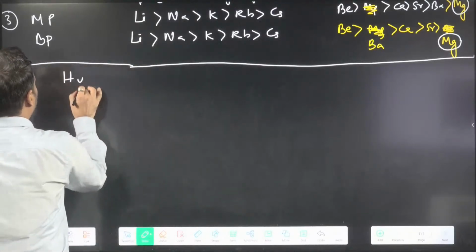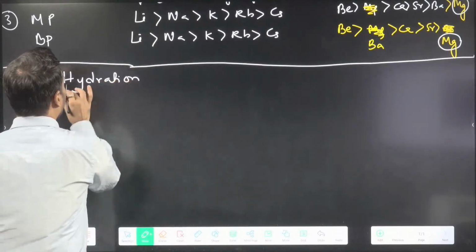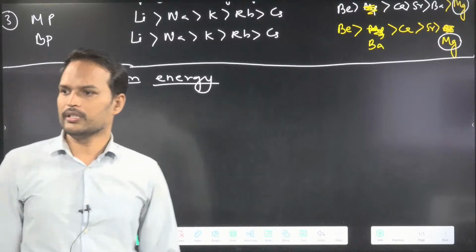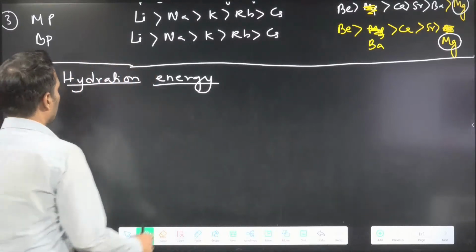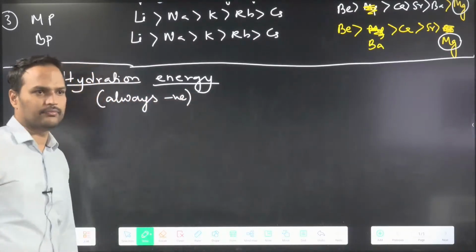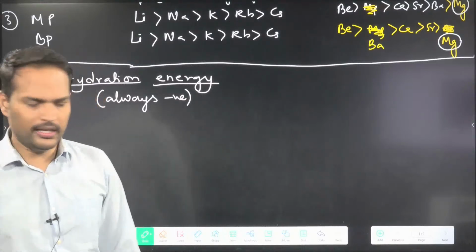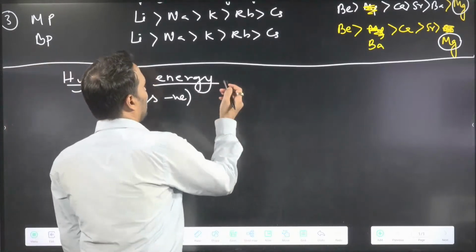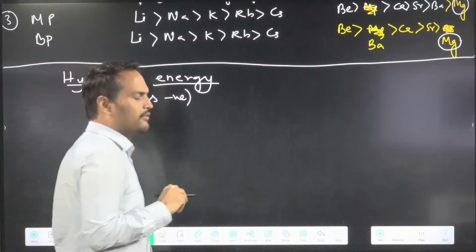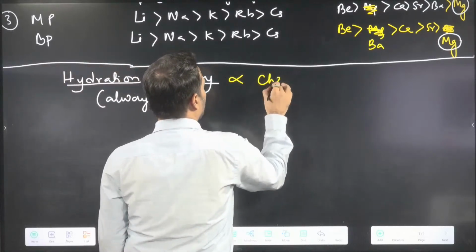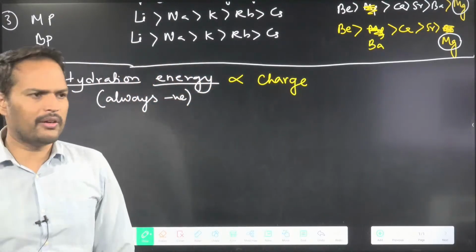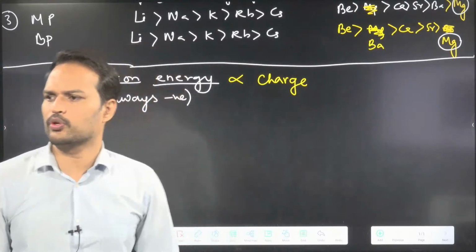Now we are interested in hydration energy. Keep this in mind: first of all, hydration energy is always negative. What is the other point we can write? Hydration energy is more negative. It is directly proportional to charge, and similar to lattice energy, the same formula: directly proportional to charge and inversely proportional to size.